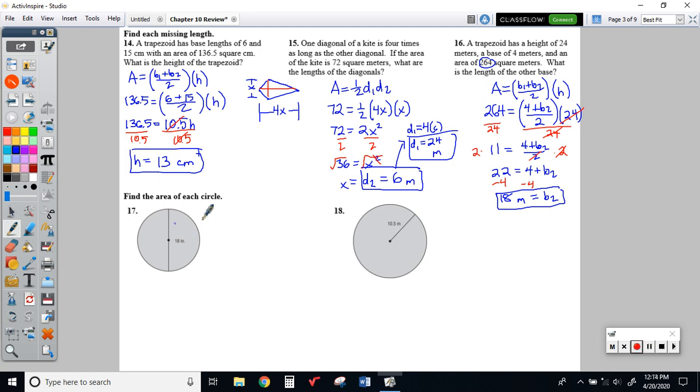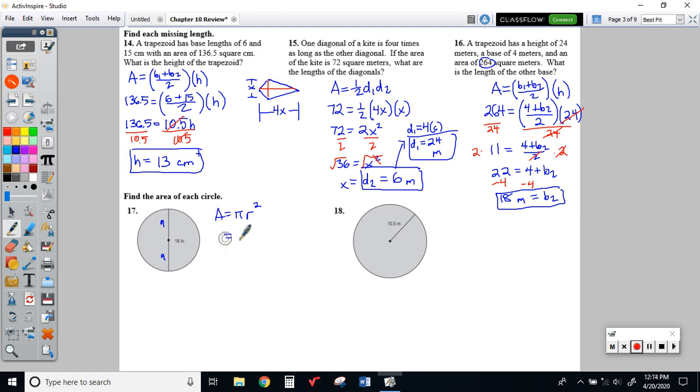So finding the area of each circle now, we've got area is pi r squared for circles. If that's 18, that's referring to that whole diameter there. This would be 9 and 9 for a radius here and a radius here.